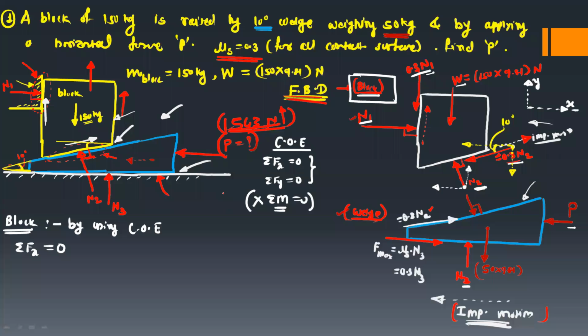Okay, so this is how you can solve the problem on wedge friction. The important step is, we should decide the impending motion direction for all the contact surfaces, and after this draw the proper free body diagram.